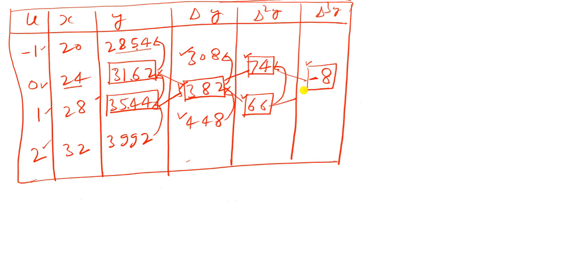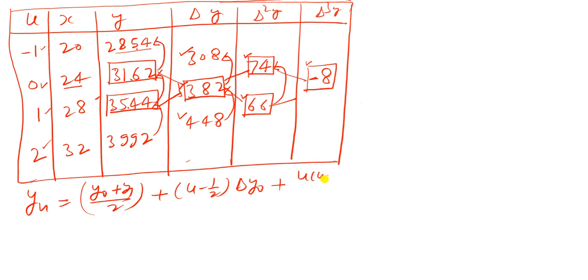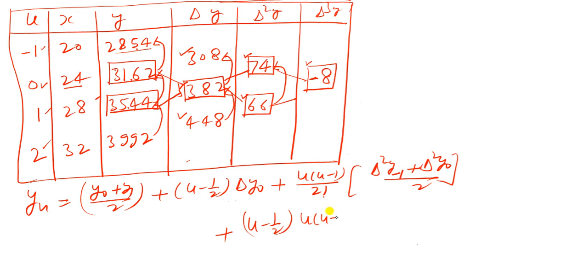Now using Bessel's interpolation formula, the formula is y of u is equal to the average of y0 and y1 plus (u minus 1 upon 2) del y0 plus u(u minus 1) upon 2 factorial, average of del square y minus 1 and del square y0, plus (u minus 1 upon 2) u(u minus 1) upon 3 factorial del cube of y minus 1.